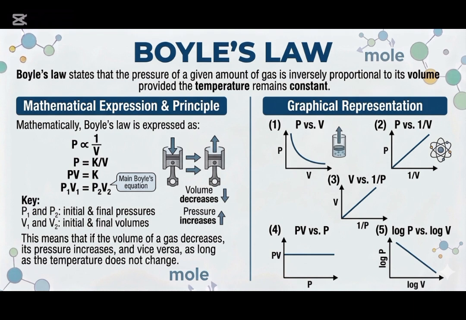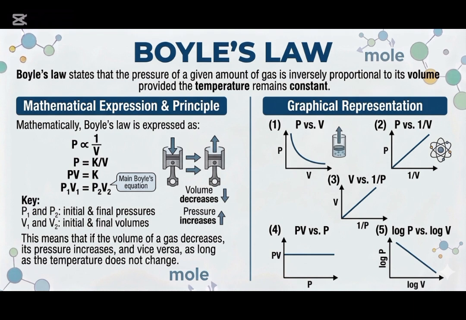In the second graph of pressure versus 1 over volume, from the relationship, we can see it's a direct proportionality relationship. Then the shape is a straight line through the origin because it has the same form of the straight line equation, which is y equals mx. In a straight line equation, y is P, x is 1 over V, and m is the slope, which is K. In the third graph of volume versus 1 over pressure, the relationship shows direct proportionality.